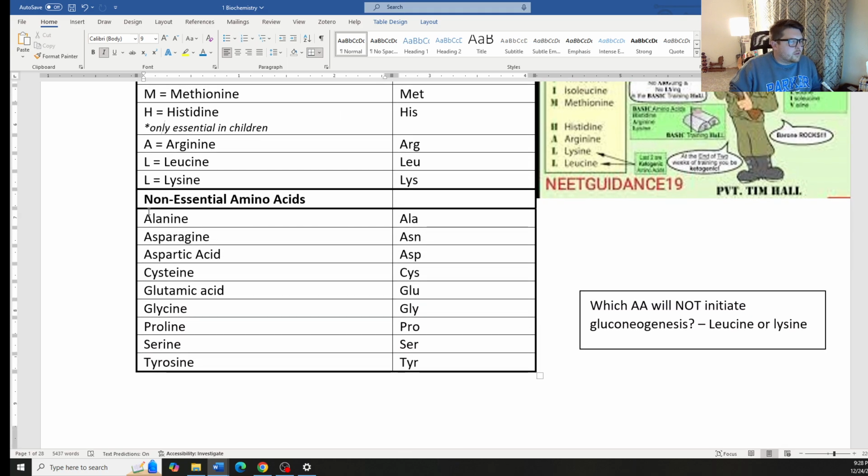We have all of our additional non-essential amino acids: alanine, asparagine, aspartic acid, also known as aspartate.